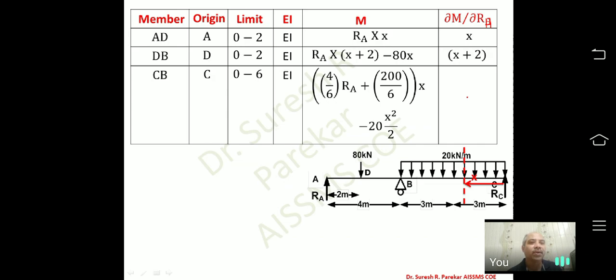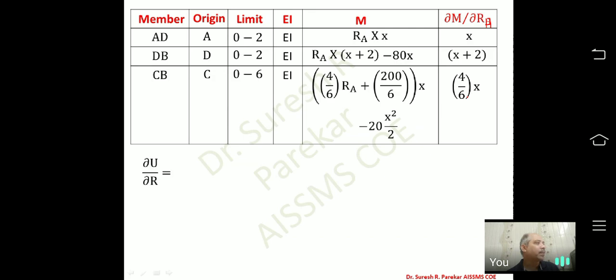Now you take derivative with respect to RA, then you will get value of 4 by 6 into X, because derivative we are taking with respect to RA, and X also we have, if we take X inside, that X is with RA also and with 200 by 6 also. In this way we have this table, and now we have to integrate this table.